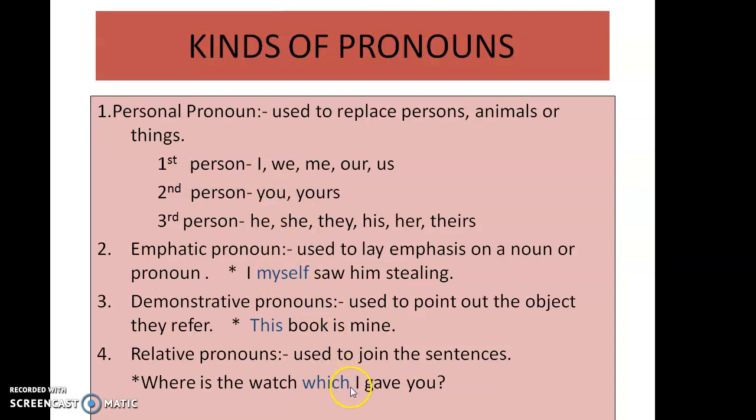Next comes your demonstrative pronoun. It is used to point out the object. जिसके बारे में हम बात कर रहे हैं, उस object को point out करने के लिए हम use करते हैं. Like this, that, these, those. So they are the demonstrative pronouns.